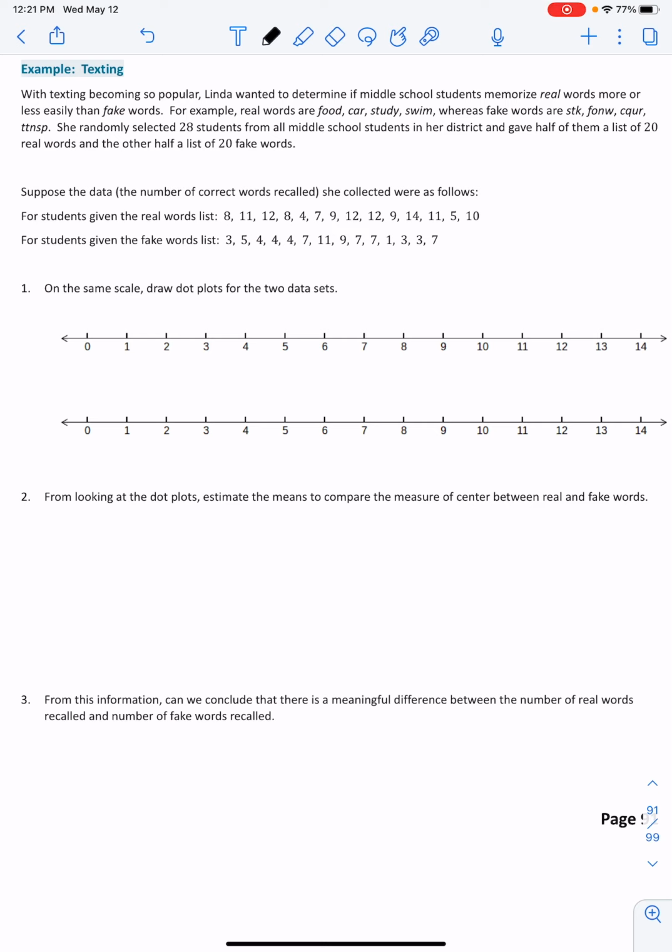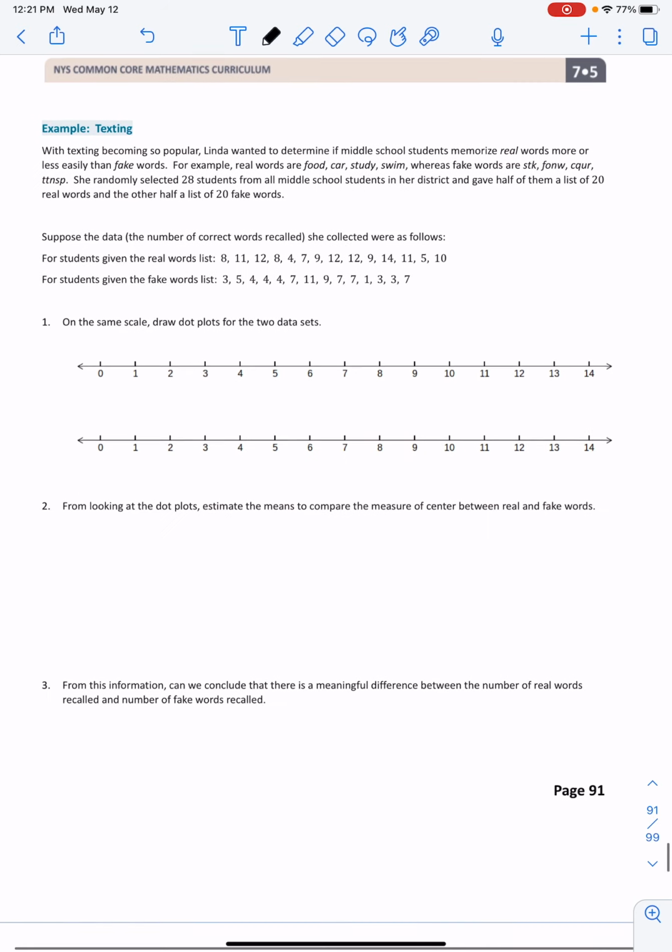For students given the real words, here is the list. For the students given the fake words, here is the list. On the same scale, draw dot plots for the two data sets. Okay? So I am going to put the fake ones here, and the real ones here.